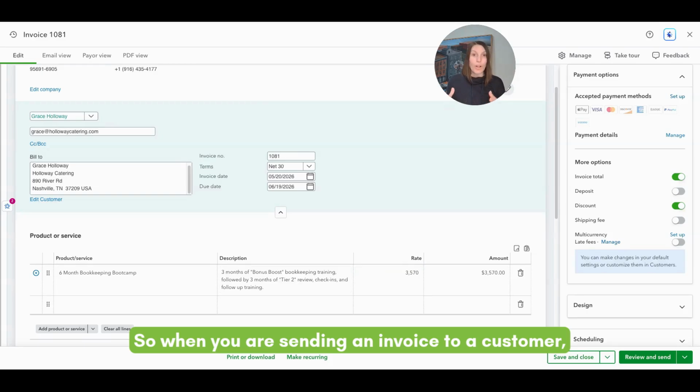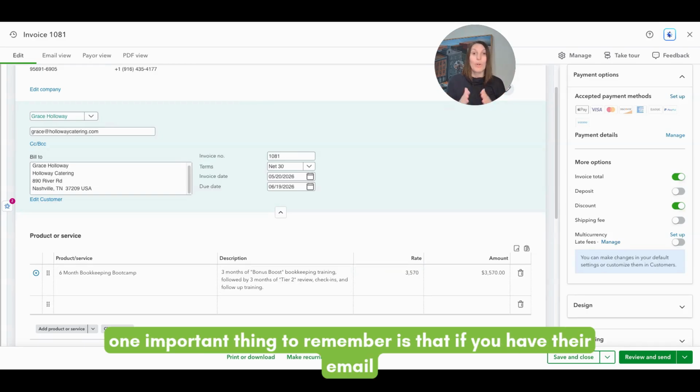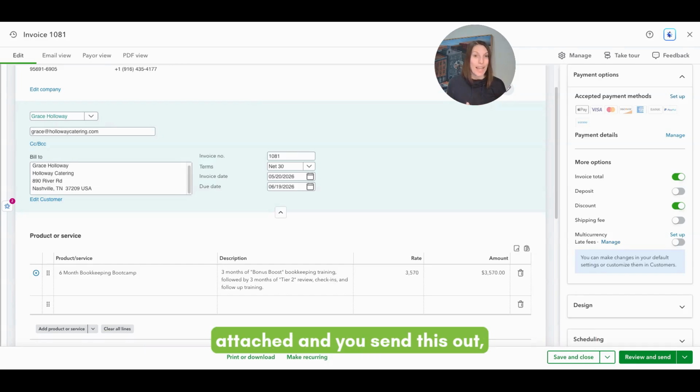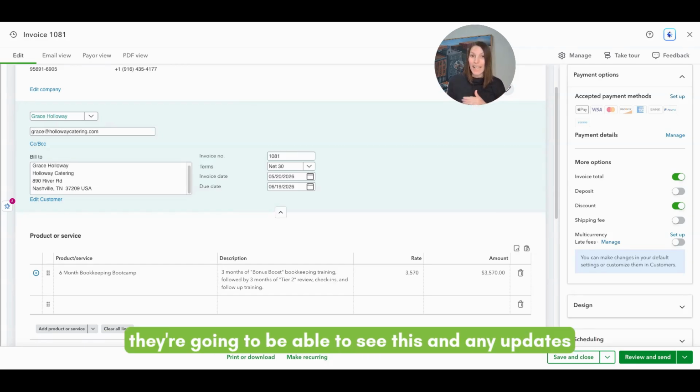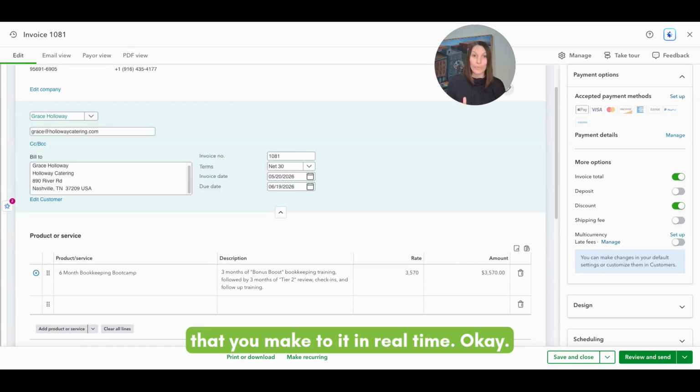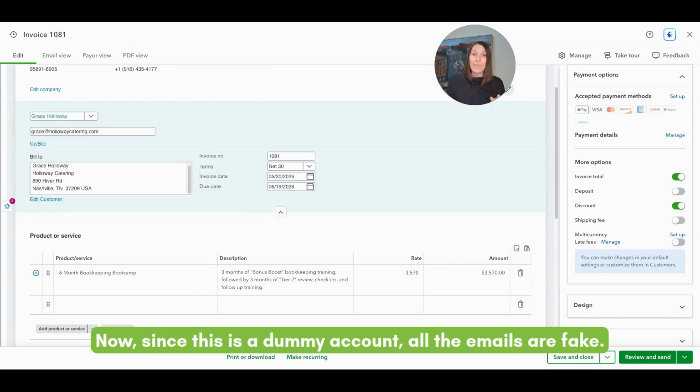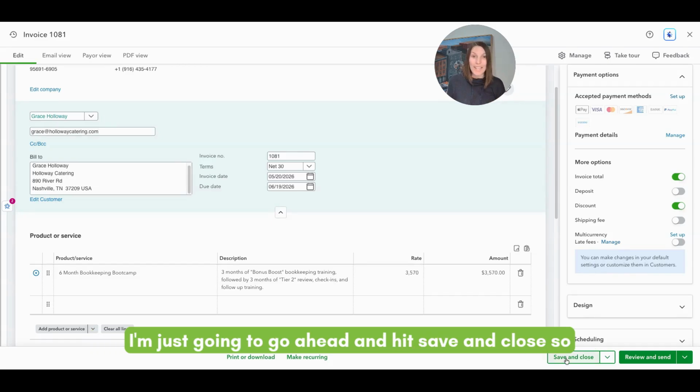So when you are sending an invoice to a customer, one important thing to remember is that if you have their email attached and you send this out, they're going to be able to see this and any updates that you make to it in real time. Now, since this is a dummy account, all the emails are fake. I'm just going to go ahead and hit save and close so that we can go back and look at our reports.